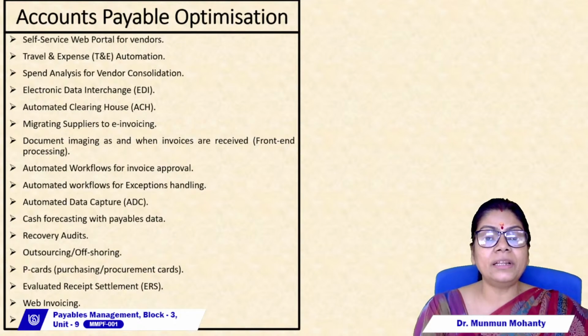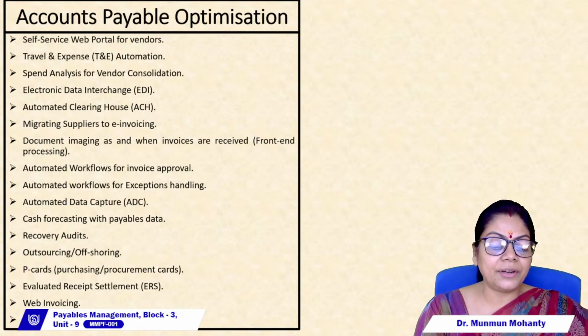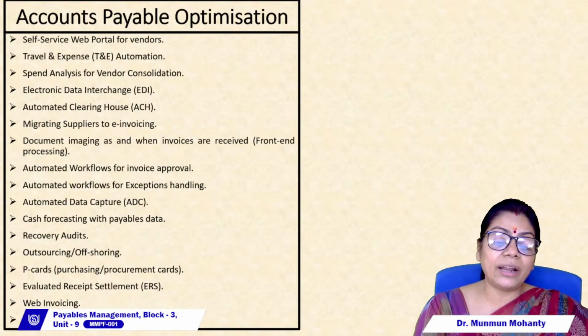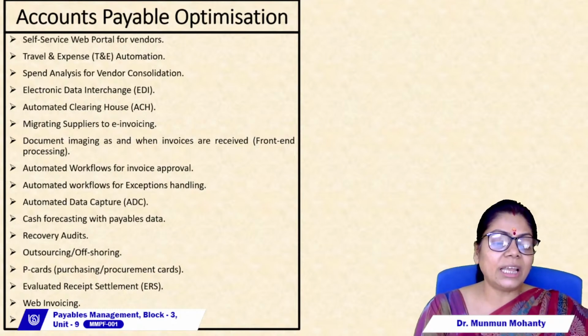Now, the reduction of dependency on paper will ensure that there will be fewer errors caused by manual data entry, and sometimes we cannot read the handwriting that is written on the invoice, leading to misinterpretation of information. So all these things can be dealt with through electronic data interchange, or EDI.